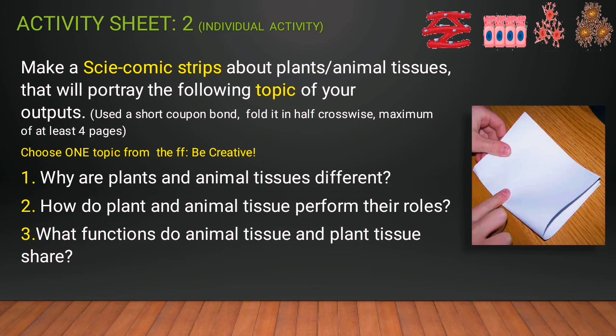Activity sheet number 2, for individual activity, we're going to make comic strips about plant and animal tissues that will portray the following topics of your outputs. Use a short coupon bond, fold it in half crosswise, maximum of at least 4 pages. Choose one topic from the following and then be creative. 1. Why are plant and animal tissues different? 2. How do plant and animal tissues perform their roles? 3. What functions do animal tissue and plant tissue share?